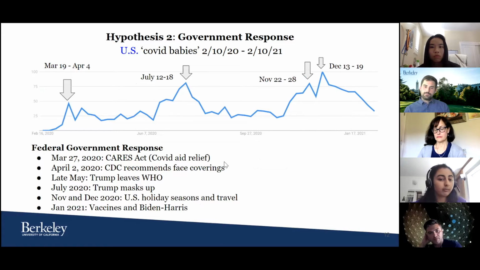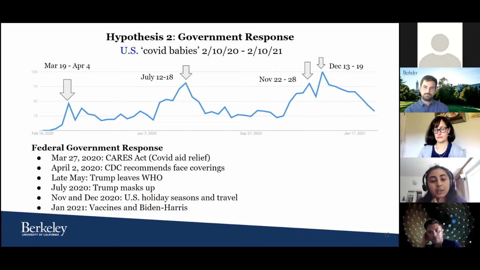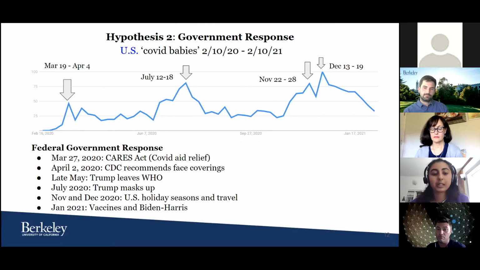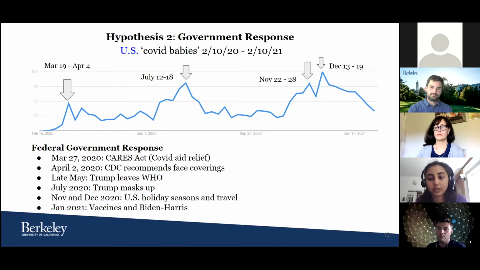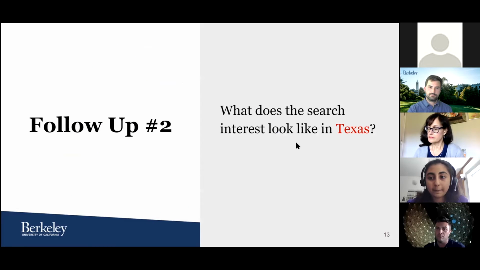In terms of the US in general, there was a very disjointed federal response to the coronavirus, but for the most prominent responses that the government did have, we found that there was also a spike in interest over time for the search term COVID in babies. And so we thought that those two might be related. Then we looked more deeply into Texas after setting the US as a baseline.